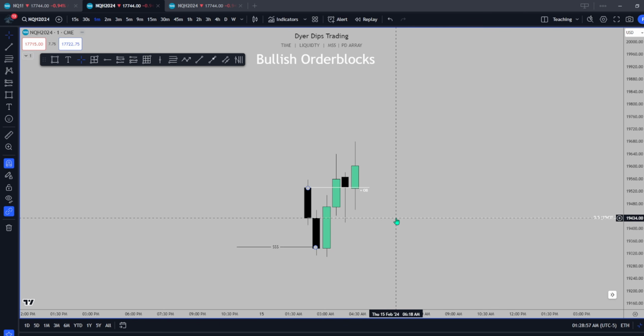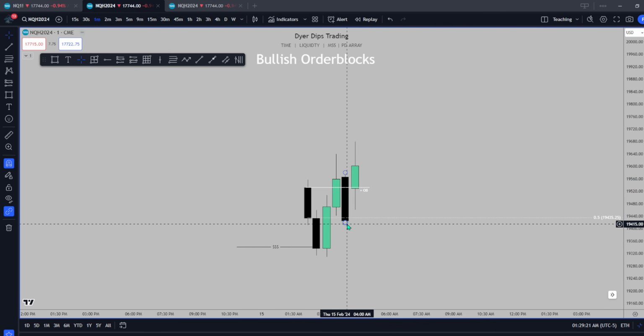Now, what's so important about the mean threshold? To keep it simple, mean threshold is going to be your early indication as to whether or not an order block is failing or being respected. So this is also going to be a sensitive level, just like the opening price of the order block is going to be. But essentially, if you see price close below the mean threshold at any point in time, this is your early indication that the order block is failing.